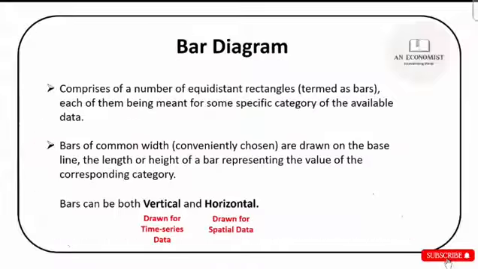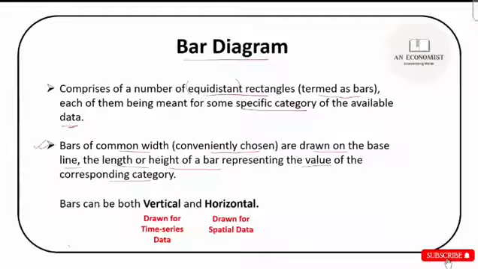Okay. Next up, what we have is the bar diagram. What is a bar diagram? It comprises a number of equidistant rectangles. In a bar diagram, you have equidistant rectangles which are termed bars, each of them meant for some specific category of the available data. We will see this also with the help of an example, but bars of common width, which is conveniently chosen, are drawn on the base line, the length or the height representing the value corresponding to each category. We will see this in a while.